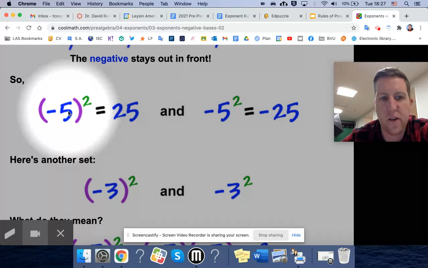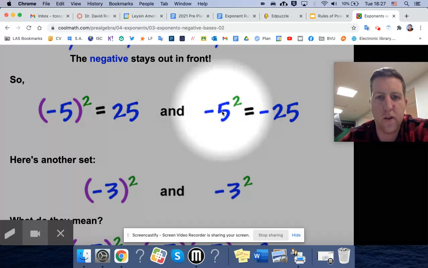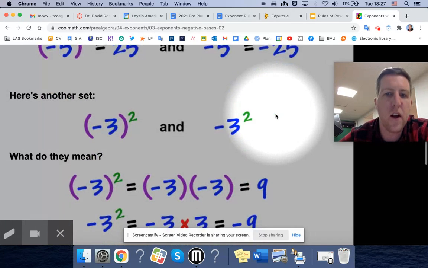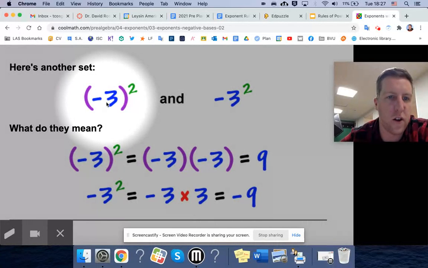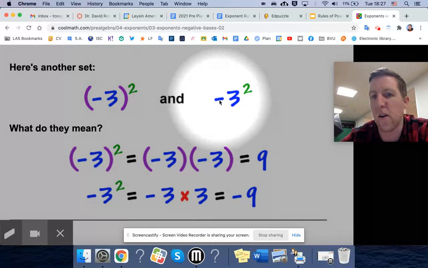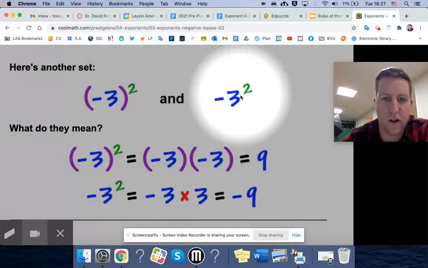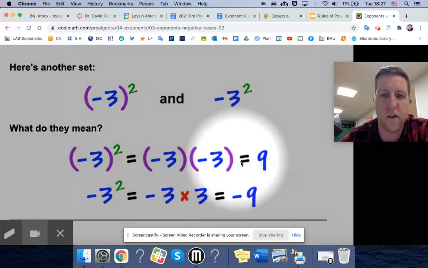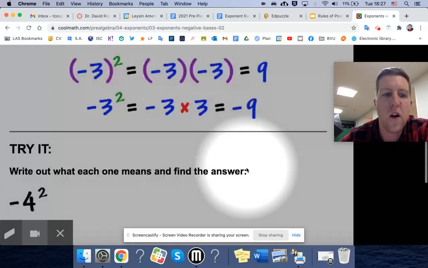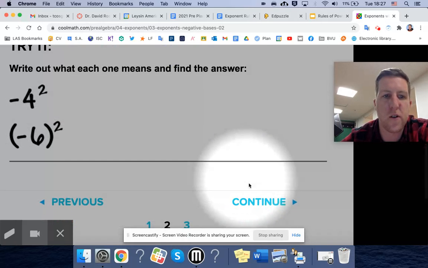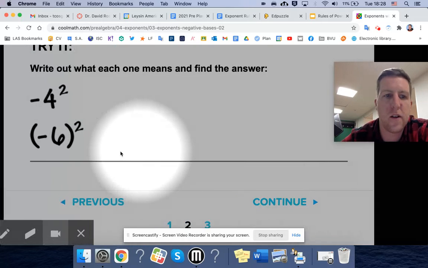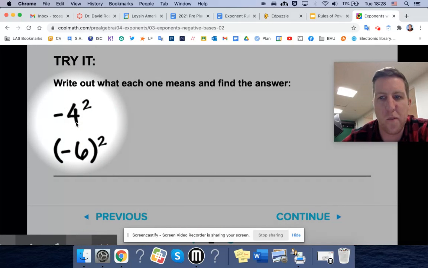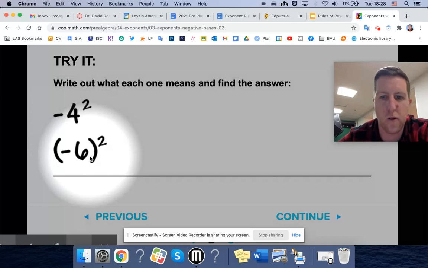You have negative 5 squared with brackets gives you 25, and negative 5 squared without the brackets gives you negative 25. The same is true if we look at this one, negative 3 squared, or negative 3 squared without the brackets. This one is going to be negative 9, whereas this one is going to be positive 9, and the answers are down here. Let's have you do these two questions. So I'll put these on Edpuzzle. You'll be able to answer those two questions.